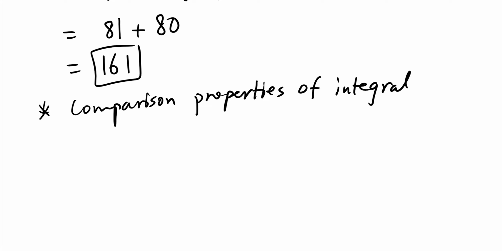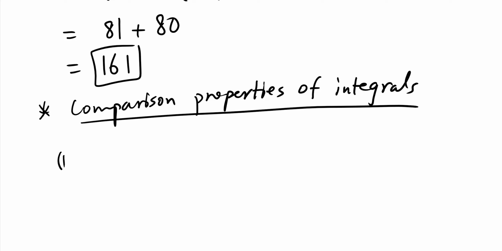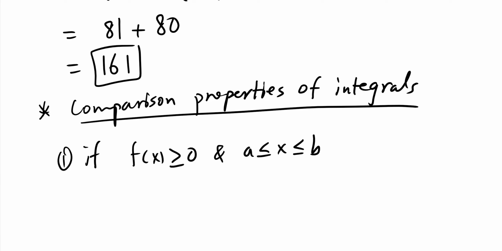So what do we have in the comparison properties of integrals? What do we use here? First one: if f of x is bigger than or equal to 0 for x between a and b, then the integral from a to b is going to be bigger than or equal to 0.